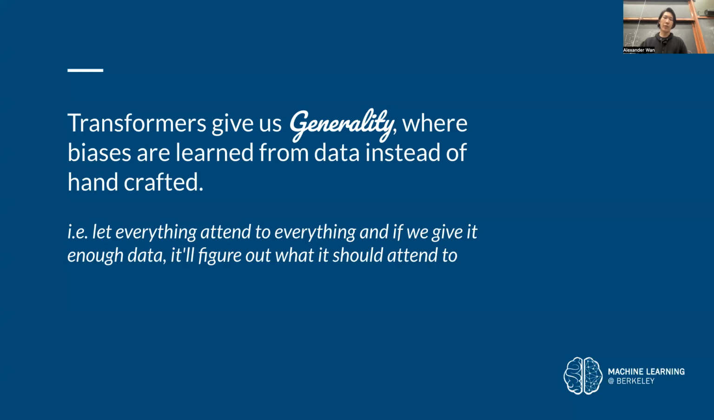So transformers give us generality, where biases are learned from data instead of handcrafted. The idea is we let everything attend to everything, and if we give it enough data, it should know what to attend to. And hopefully it'll do it better than we could hand-engineer.